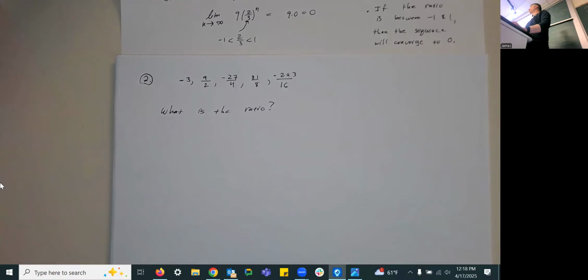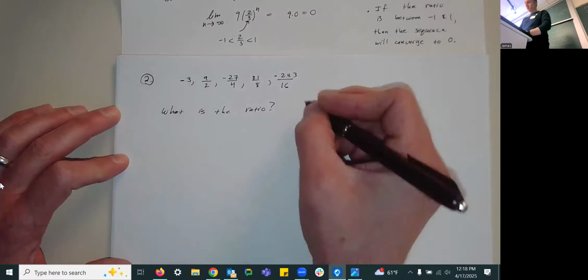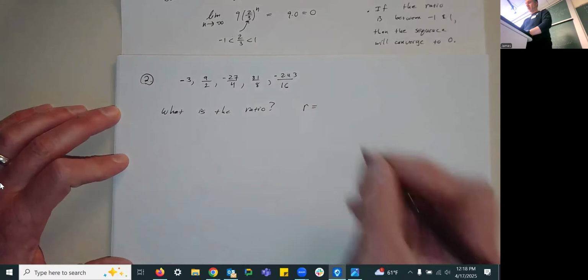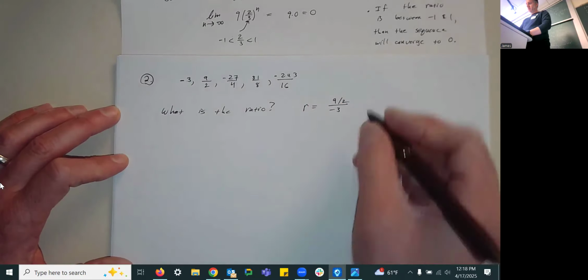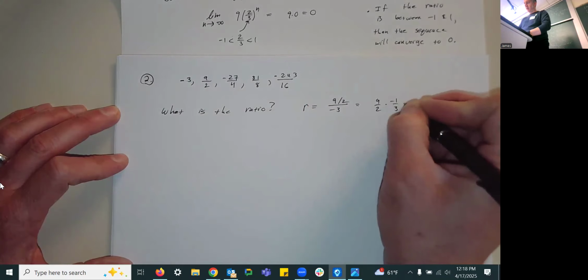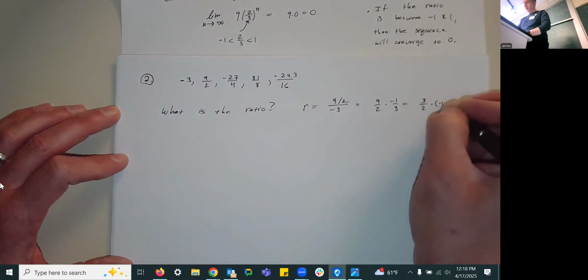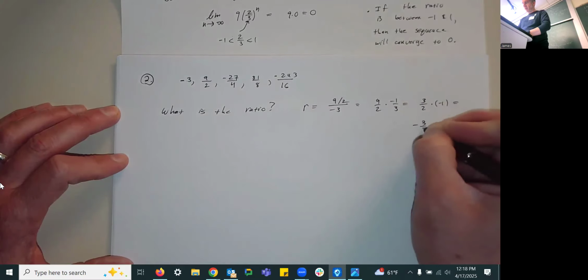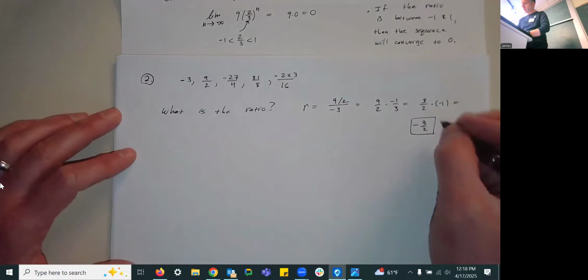Well, knowing that it's geometric makes this a really short step. We're just going to take the second term and divide it by the first term. So our ratio, which we usually call lowercase r, is 9/2 divided by -3, which is the same as 9/2 times -1/3, which is 3/2 times -1, or -3/2. That's our ratio.